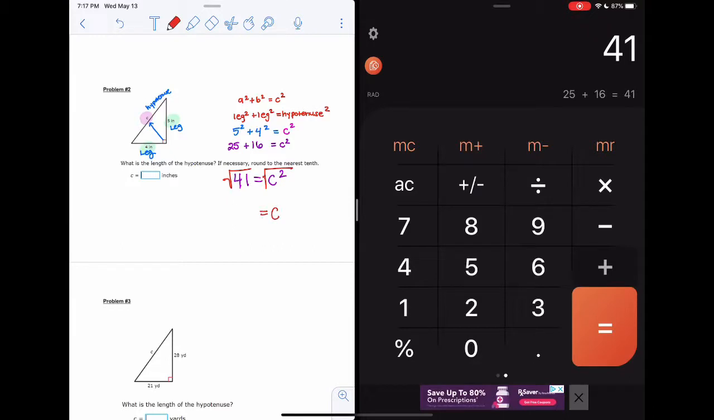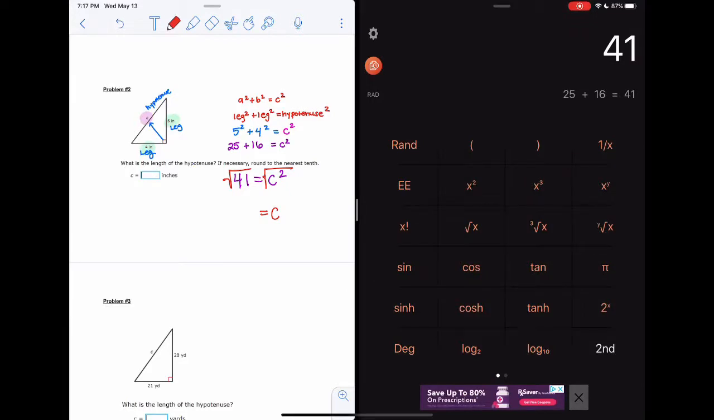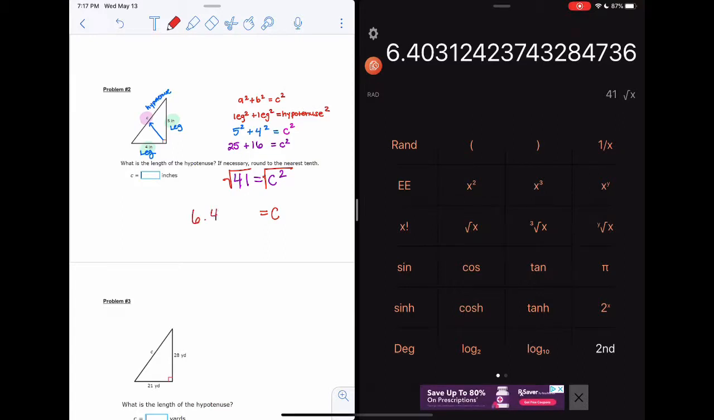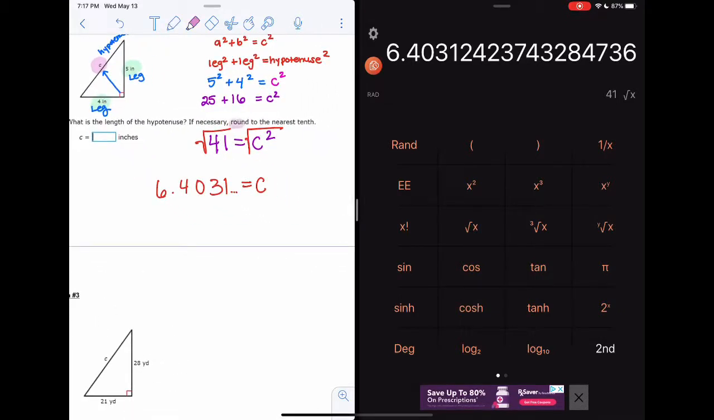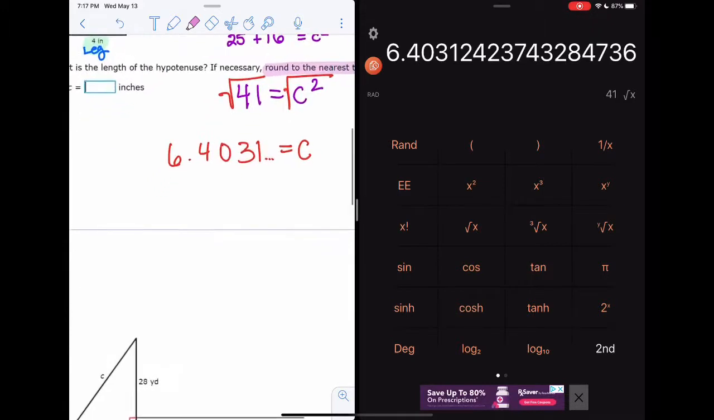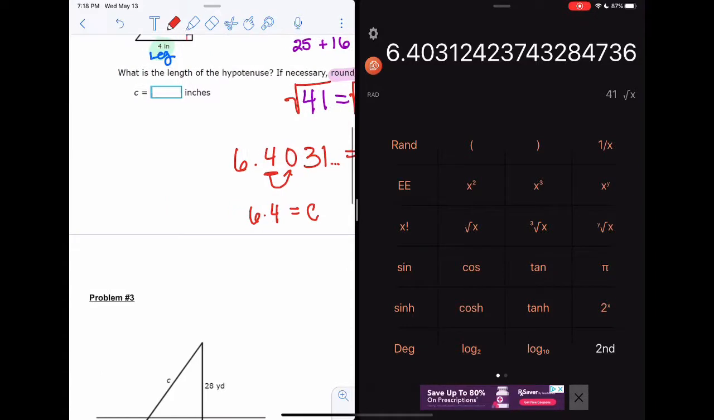The square root of 41. Well, 41 is not a perfect square, so I'm going to use my calculator to calculate it. And I get 6.4031 and so on. I'm stopping there because it tells me in my directions that I need to round to the nearest tenth. So my tenth place is this place right here. I look to my right. If it's less than 5, then it stays the same. So 6.4. Okay? So my answer would be 6.4 inches.